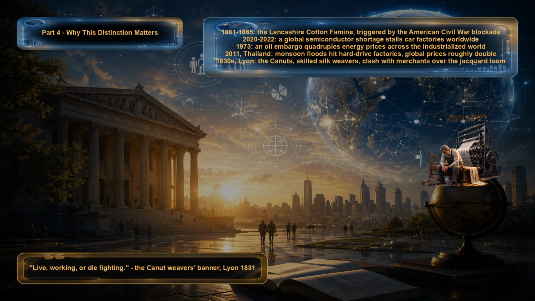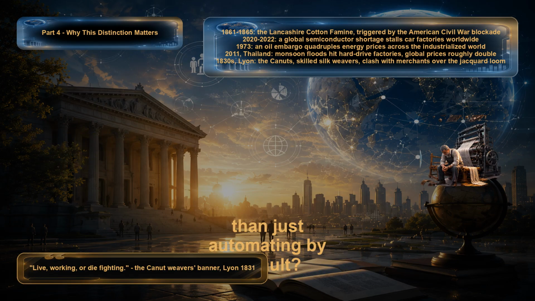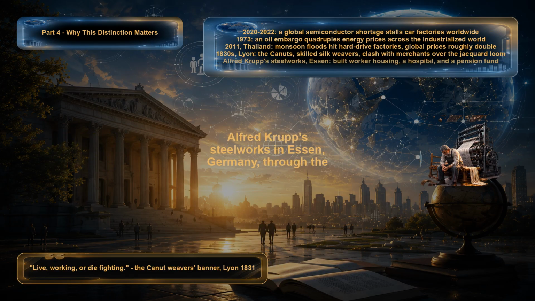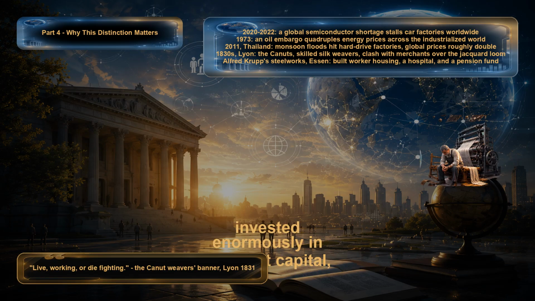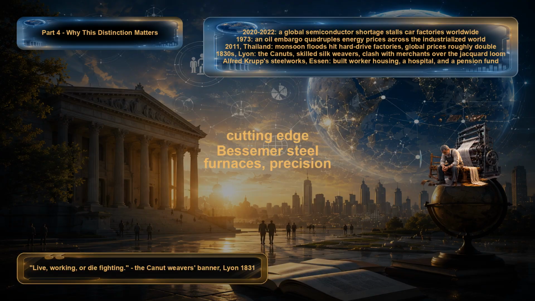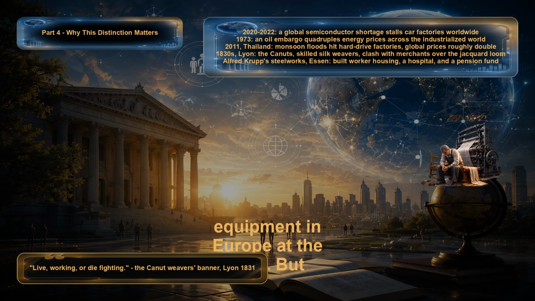Is there an industrial example of a company deliberately weighing these two kinds of spending against each other, rather than just automating by default? Alfred Krupp's steelworks in Essen, Germany, through the middle decades of the 1800s, offers a genuinely unusual case. Krupp invested enormously in constant capital: cutting-edge Bessemer steel furnaces, precision machinery for casting cannon and railway wheels, among the most advanced industrial equipment in Europe at the time.